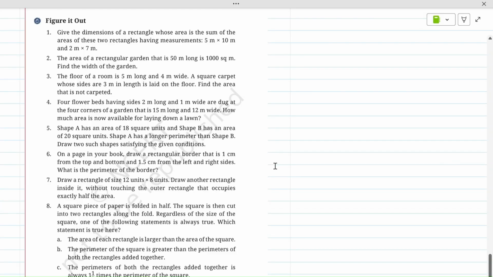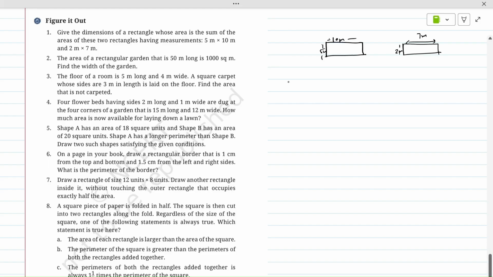The first question is, give the dimensions of a rectangle whose area is the sum of the areas of two rectangles having these measurements. So what it is saying is that we have two rectangles. One rectangle is of dimensions 10 meters and 5 meters, and the other rectangle is of dimensions 2 meters and 7 meters. So we have two rectangles and we have to find their areas first.